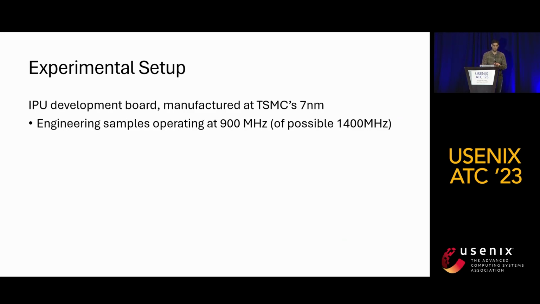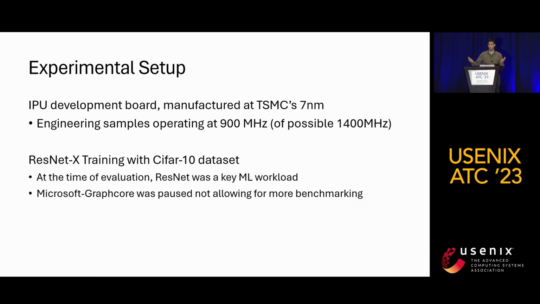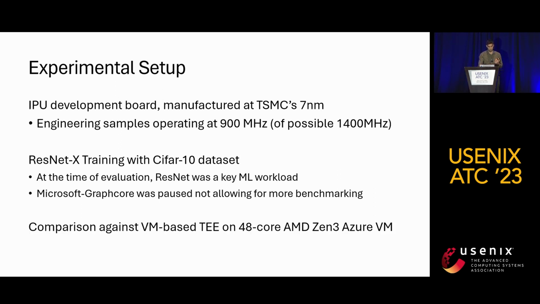So I'll quickly wrap up this talk by showing a few results. As I said, we built this in 2020. We had a development board using engineering samples operating at 900 megahertz. Back in the day, ResNet was a huge model for the ML community, but especially for Graphcore. So we used ResNet on C410. And after we decided to publish a paper about this work, we compared the performance of the proposed hardware against VM-based TEEs, just to confirm that we can still get the accelerator-grade performance provided by the accelerator.